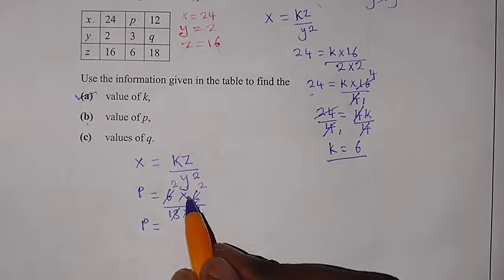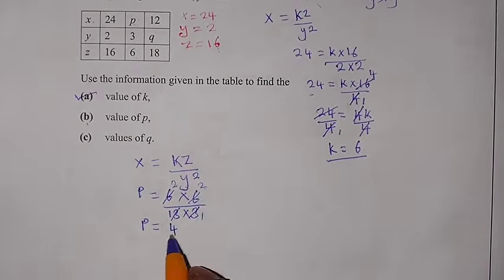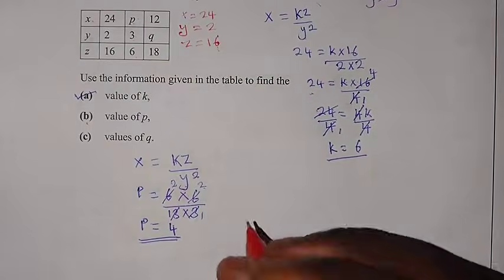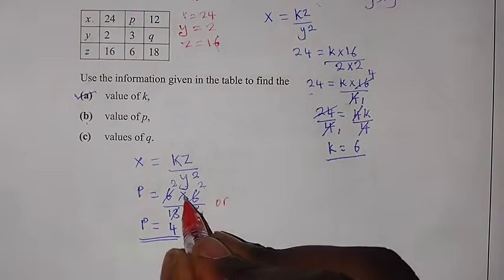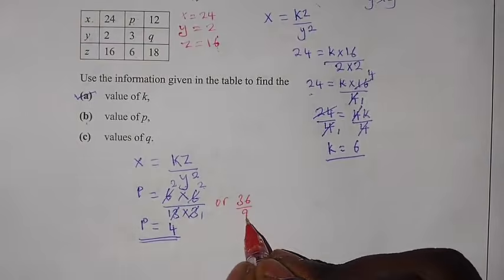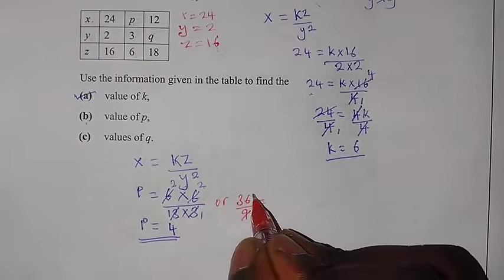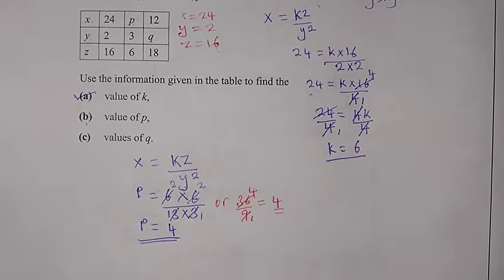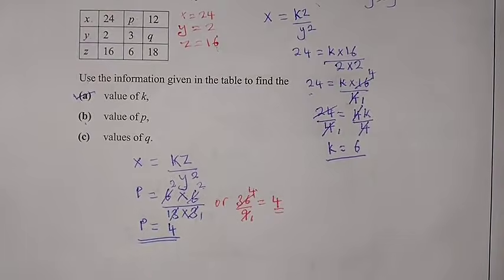So we have 2 times 2, which is a what? A 4. So p is equal to 4. If you don't want to answer it like this, you can say 6 times 6 is a 36 over 3 times 3, it's a 9. 9 here 1, 9 into 36 is a 4. 1 into 4, you still get the 4. So p is equal to 4.